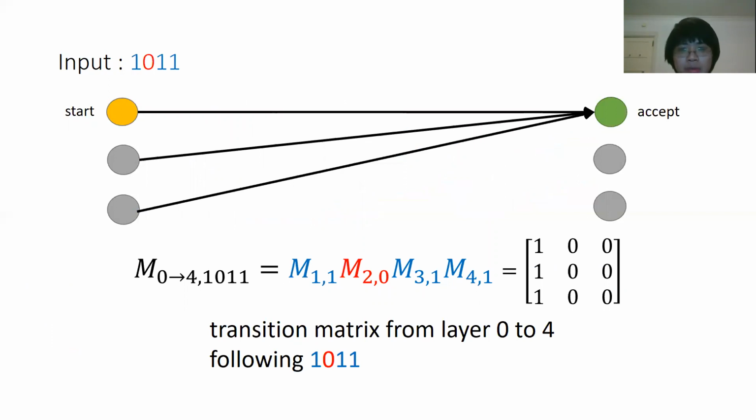And to compute the output of this branching program, we can first consider the row corresponding to the starting node, and then the column corresponding to the accepting node. And this crossing entry will be the output of the branching program.